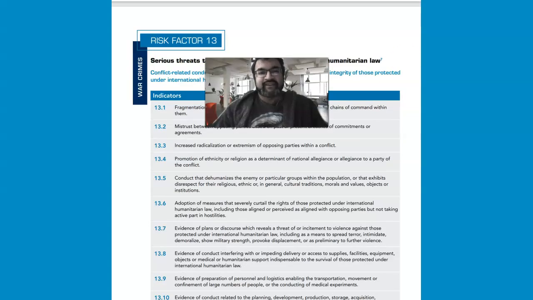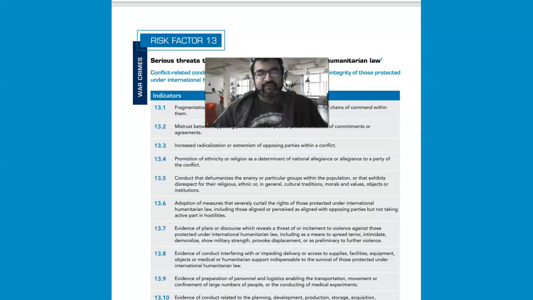And in this segment, I'll be going over risk factor number 13. Risk factor number 13 out of 14 is serious threats to those protected under international humanitarian law. So conflict-related conduct that seriously threatens life is especially important. Number 13.1 is fragmentation of parties to the conflict, or disintegration or absence of chains of command within them. So this is something that causes and brings about instability.